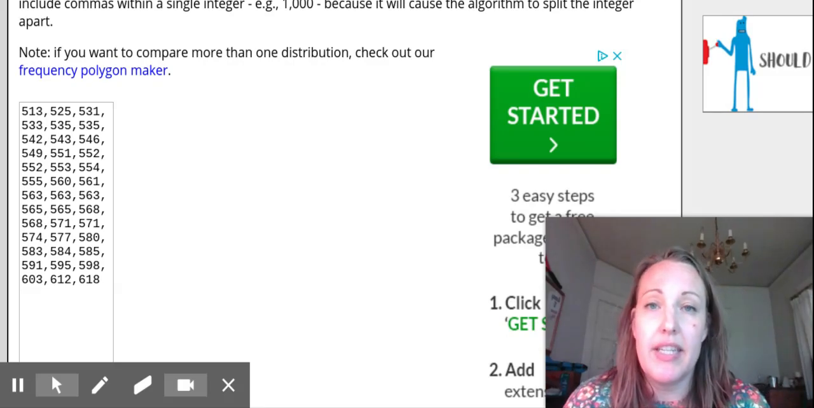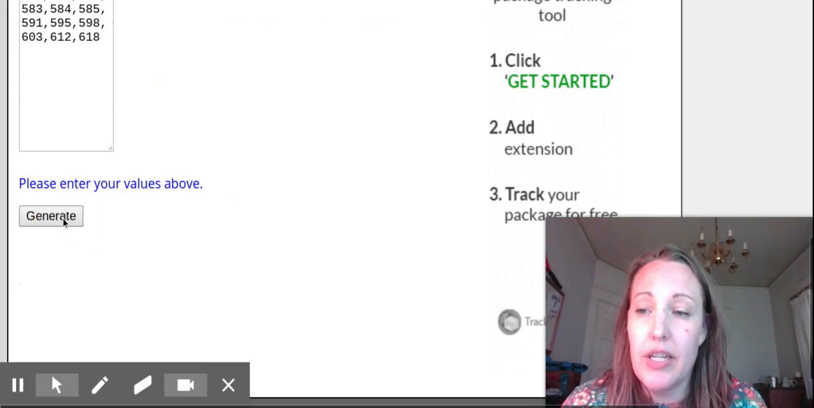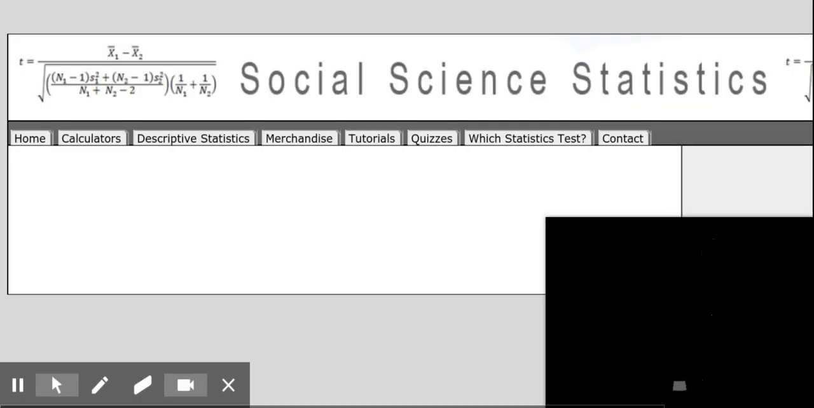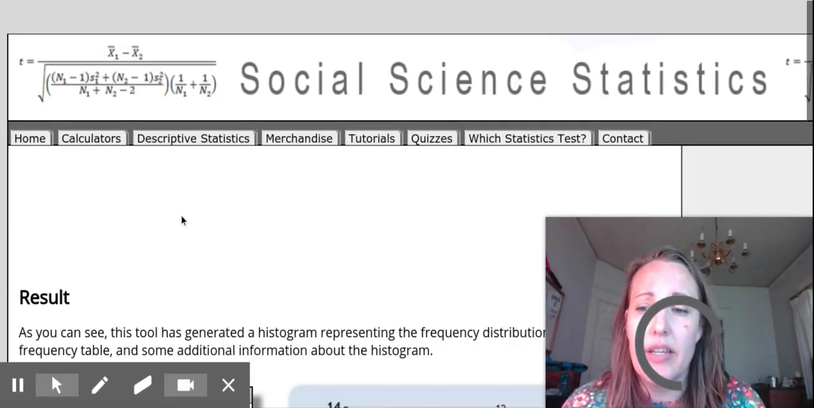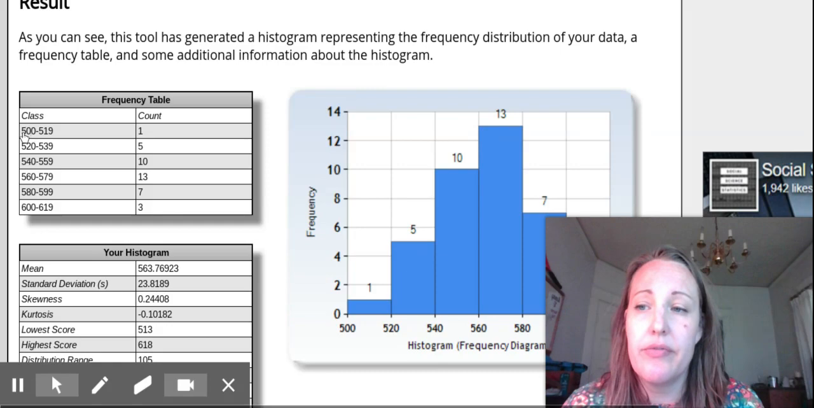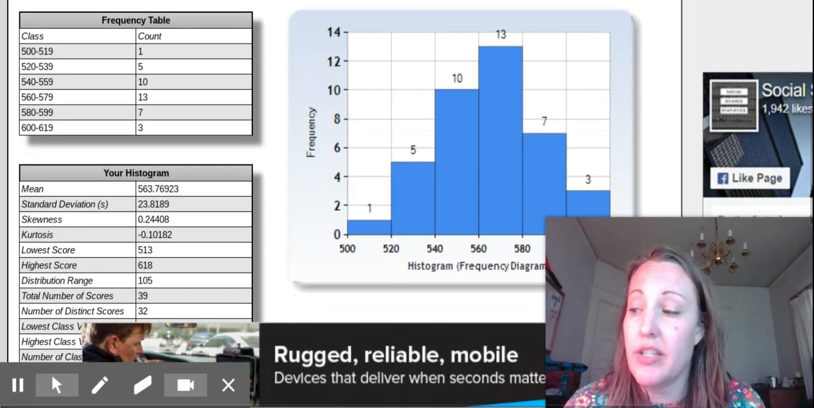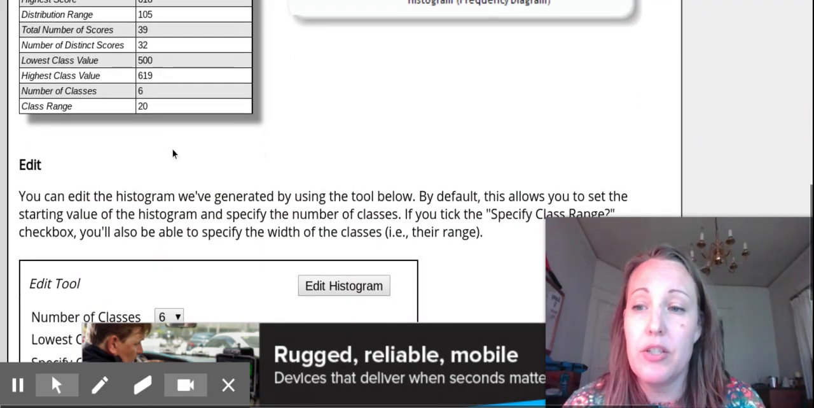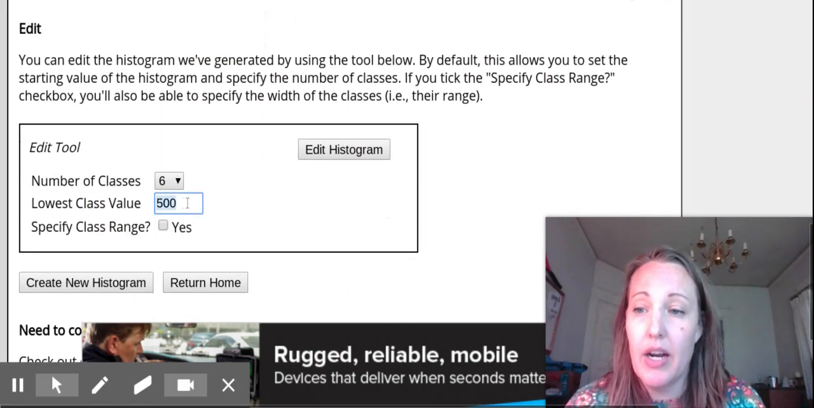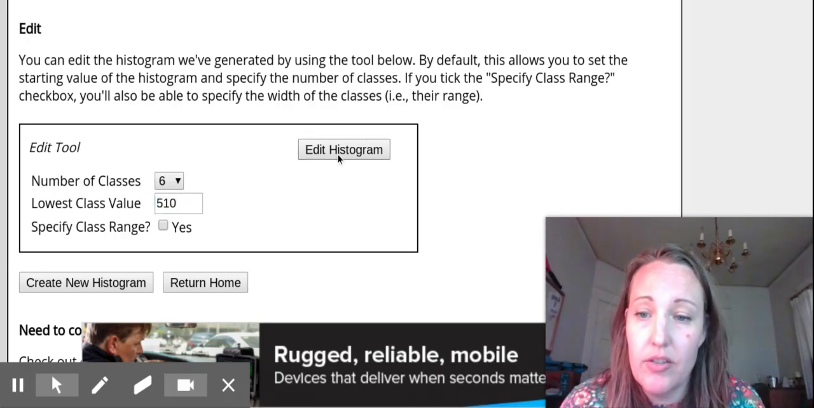So I have taken all this data, put it in the histogram maker, and I want to show you how this will work. I'm going to click generate, and we're going to give it a second here. It's going to generate a histogram for us. And what you're going to notice is that it starts the histogram at the first interval at 500 to 519. Now, the one in your packet doesn't start at 500, it starts at 510. So we want to match that. So we're going to go down here to edit our histogram, and our lowest class value is going to be 510, and then we're going to hit edit histogram.